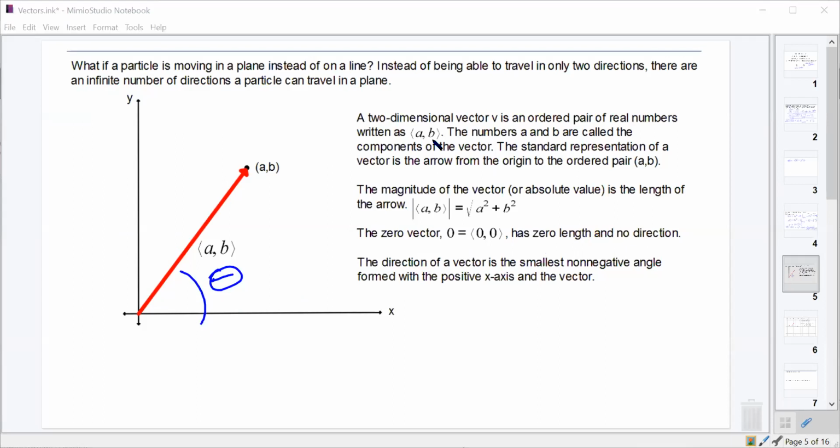Everybody good with all of those basic things about vectors and sort of what they are? It just represents how the particle moves as it goes from, let's say, the origin to this point AB. We'd say it moves along this vector. Good or no?